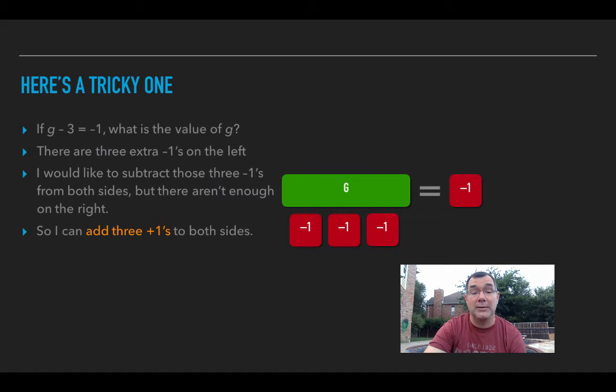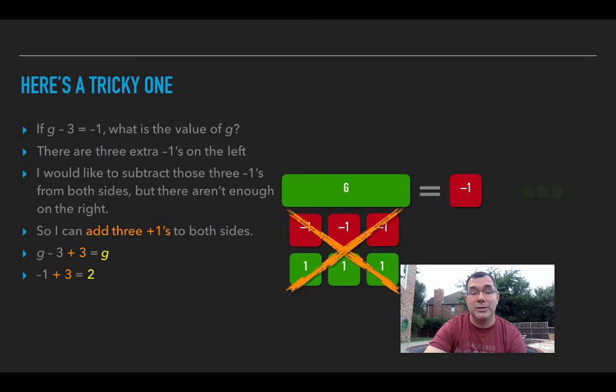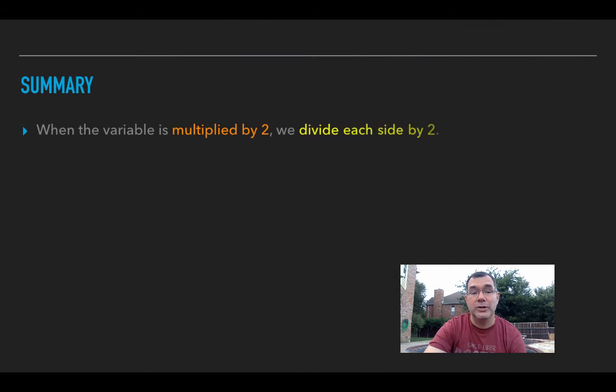So what I can do, there's another way of getting rid of 3 negative 1's, and that's to add 3 positive 1's, and that will give me g minus 3 plus 3. Okay, so each one of those positive 1's cancels with a negative 1. So now g is by itself, and now I have to do the same thing on the right and add 3 positive 1's. And what will happen is one of those positive 1's will cancel with the negative 1 that was already there. So now I just need to look at what's left. I have g on the left, and I have 2 positive 1's on the right, so that means that g is equal to 2.